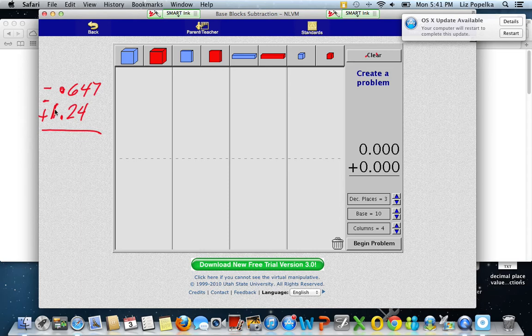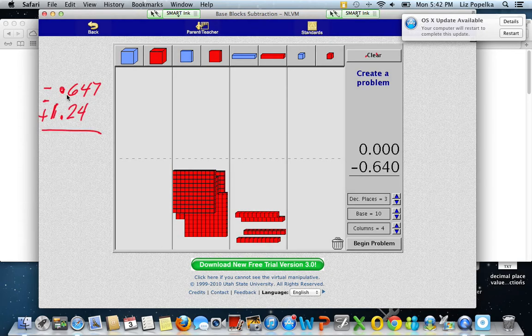I'm going to start by making a model of this first number. It's a negative 0.647, which means I don't have any units. I need 6 tenths, so 1, 2, 3, 4, 5, 6. I need 4 hundredths, 1, 2, 3, 4. I need 7 thousandths, 1, 2, 3, 4, 5, 6, 7 thousandths. So I've got 6 tenths, 4 hundredths, and 7 thousandths, and they're all negative. That's why I used the red ones. Now it's telling me to add negative 1.24.